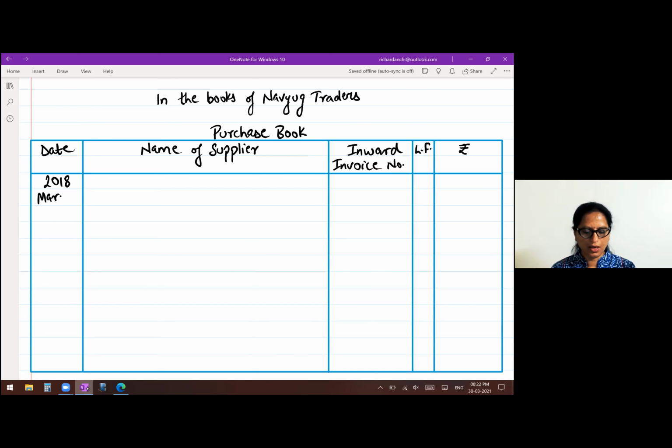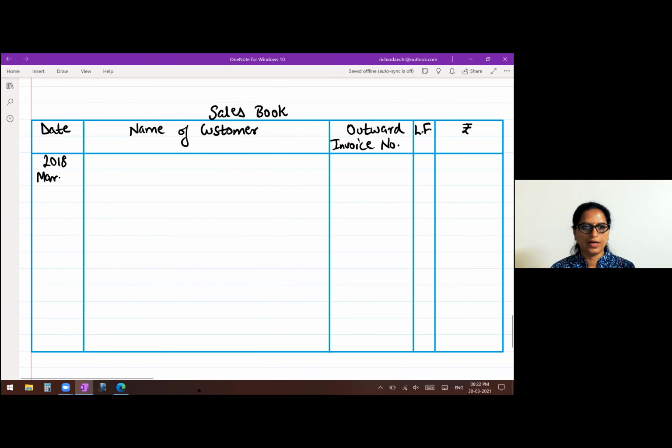So first one, sold to Bharat Patil goods rupees 10,000 at 10% trade discount. Sold, so take sales book, write first, write name of the customer, Bharat Patil. Now it is sold at trade discount, so it is 10,000 at 10%. So 10% is 1,000, deduct 9,000. Write in the amount column.